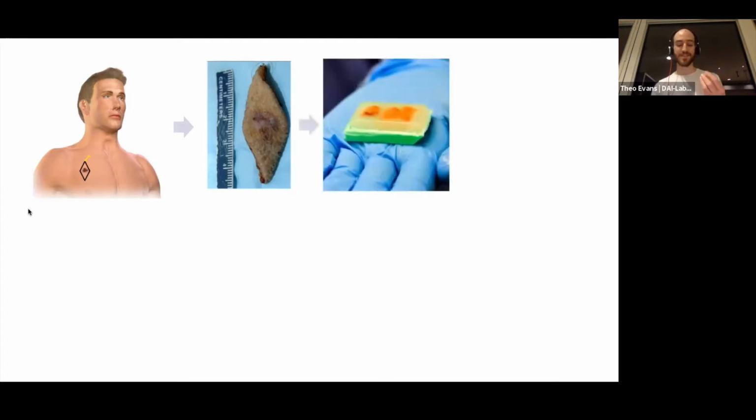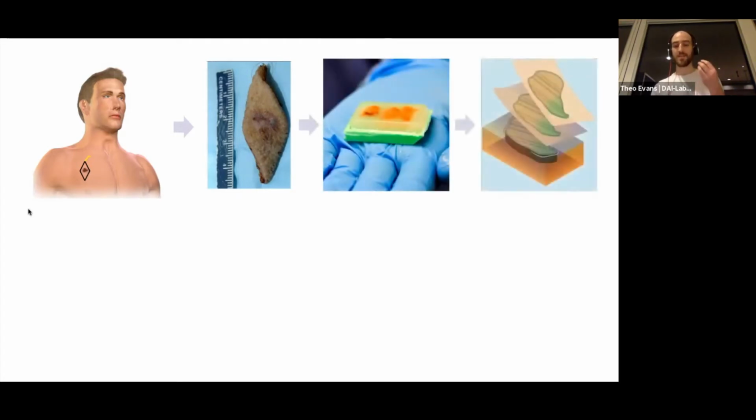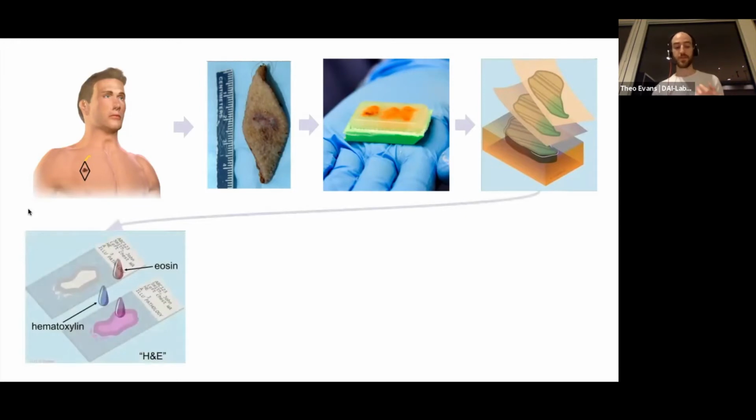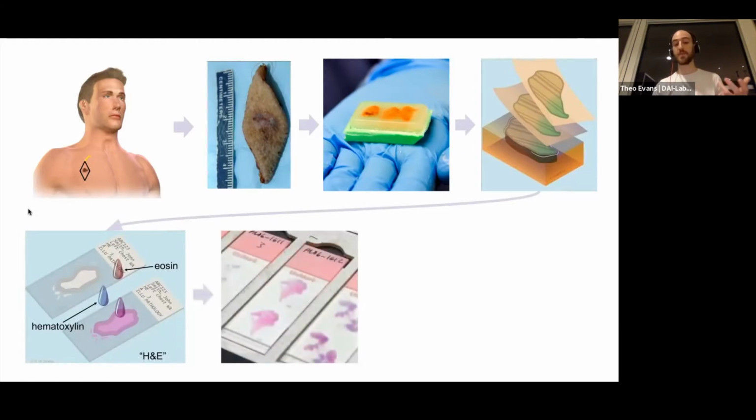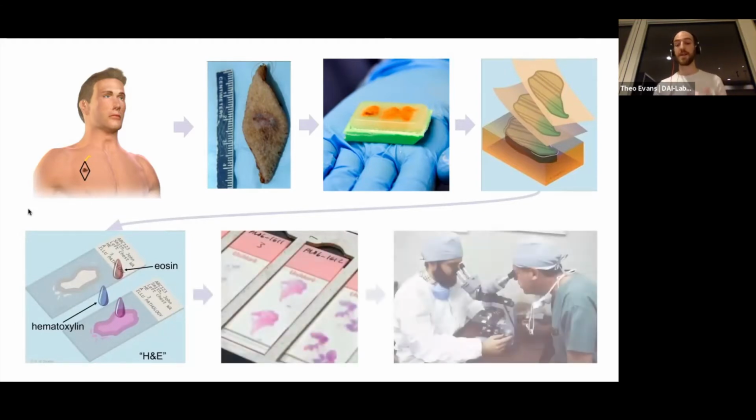This sample is encapsulated in paraffin wax, sliced into incredibly thin slices. This process is called microtoming. These slices are of the order of microns thick, so thousandths of a millimeter. These are stained to highlight important features within the tissue, cell membranes and nuclei, and loaded onto a glass slide that a pathologist will then examine.